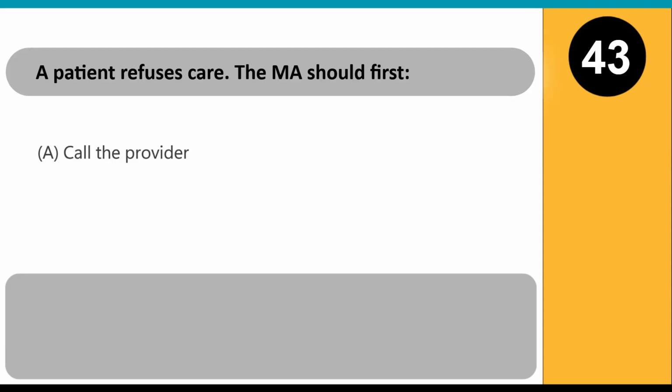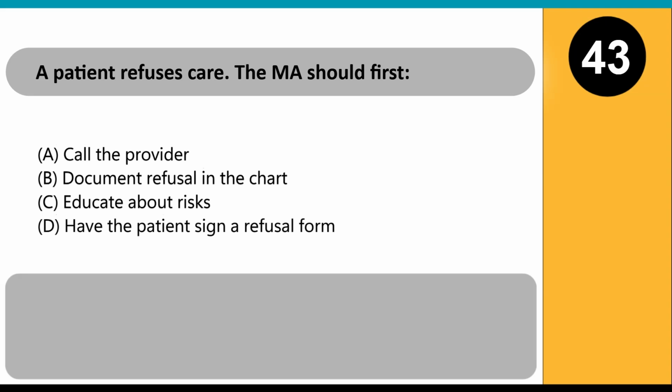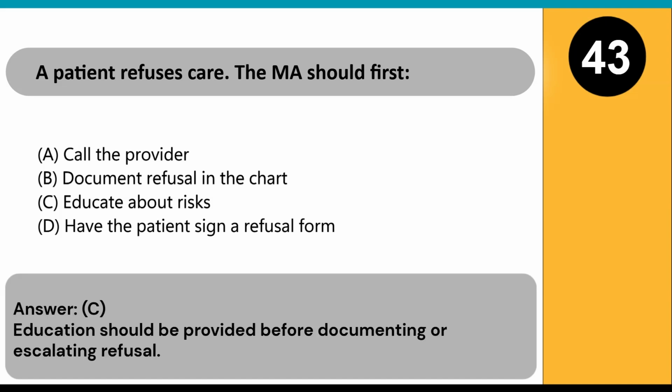A patient refuses care. The MA should first A. Call the provider. B. Document refusal in the chart. C. Educate about risks. D. Have the patient sign a refusal form. Answer C. Education should be provided before documenting or escalating refusal.